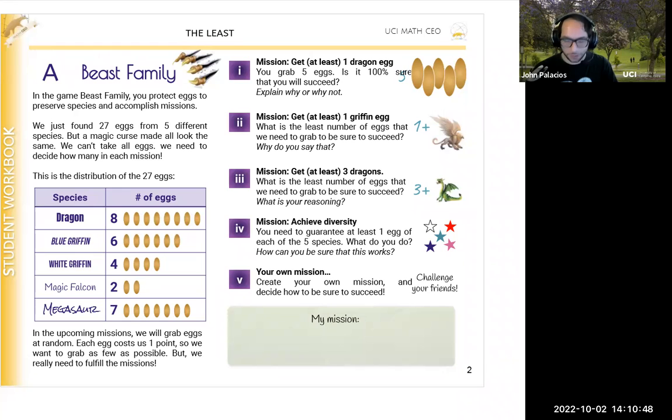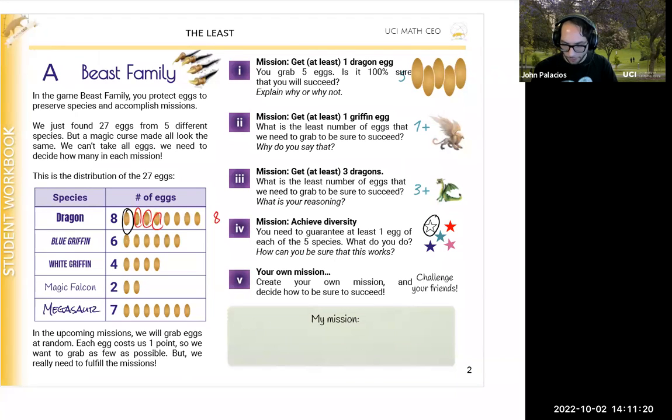Let's start again with worst case scenario. If we draw 1 egg, it has to be one of the species. So no matter where we start, no matter which egg we draw, we've achieved some measure of diversity. So we've drawn a dragon egg, fantastic. But we could be really unlucky, and then the next eggs we draw are all dragon eggs. Oh no. So that means we've drawn 8 dragon eggs and we still haven't achieved our goal.